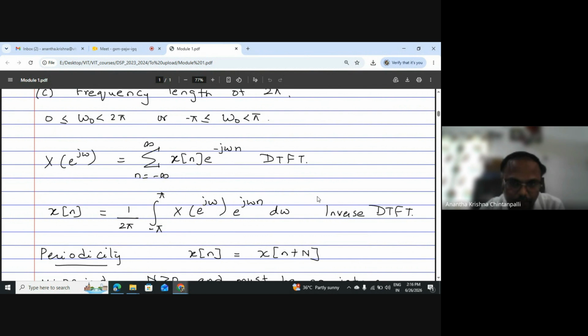Now, a very important point here: the range for omega is minus pi to pi. There is a frequency length of 2 pi. This is a very important aspect. When you compute the inverse continuous time Fourier transform, look at your notes back, you can see that it is an integration from minus infinity to infinity. Okay, so that is a very important aspect.